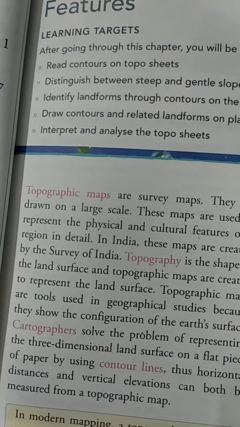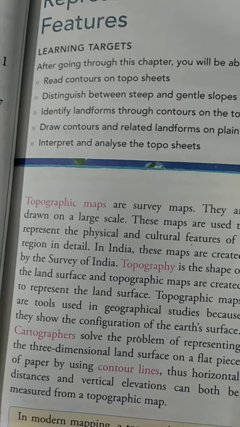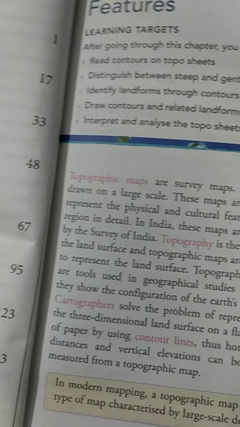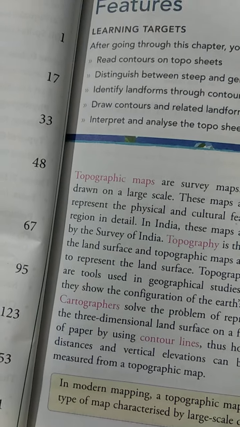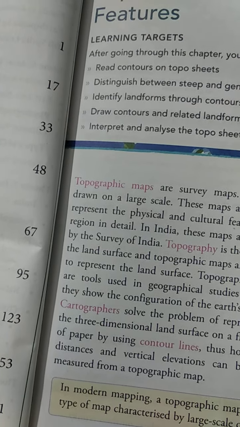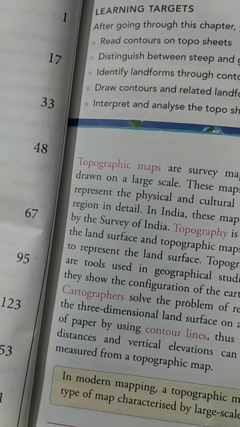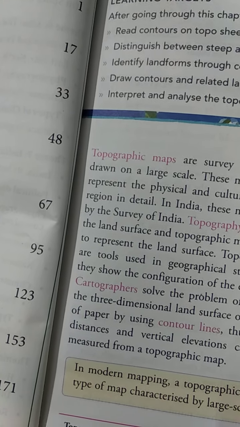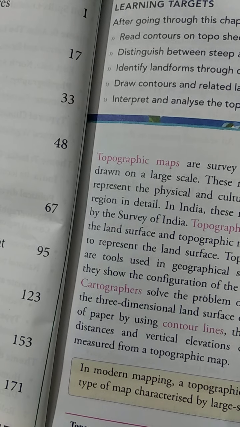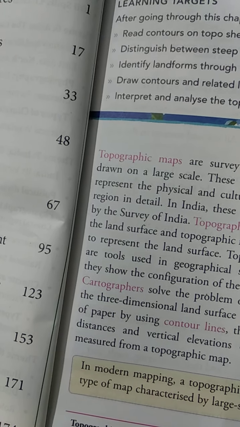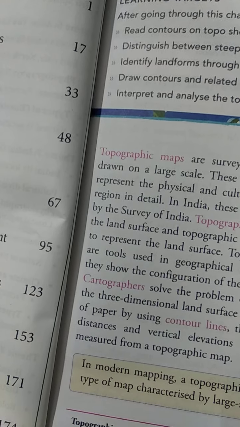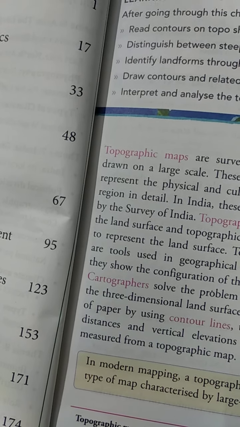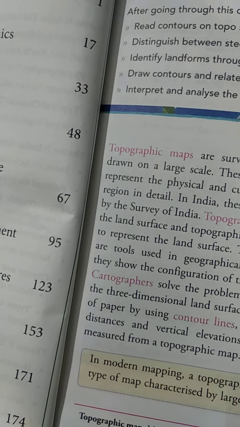Good morning, class 8. Today we will start our first chapter, that is representation of geographical features, starting with topographic map, which is also known as survey map, and it is drawn on large scale. These maps are used to represent the physical and cultural features of our country, of regions in detail. In India, these maps are created by the Survey of India Department.